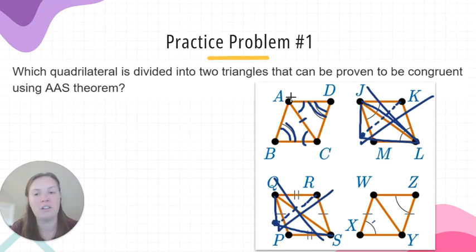So for our parallelogram, in this case ABCD, we have two angles that are congruent and a side. This follows the angle side congruence theorem.